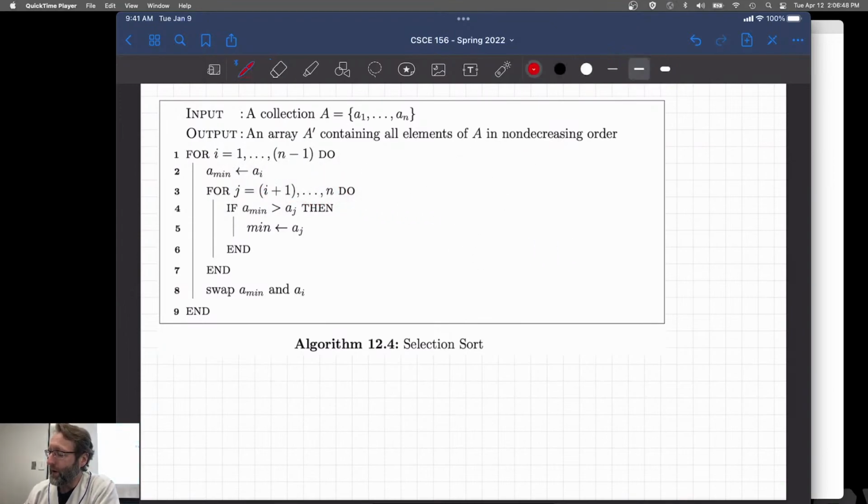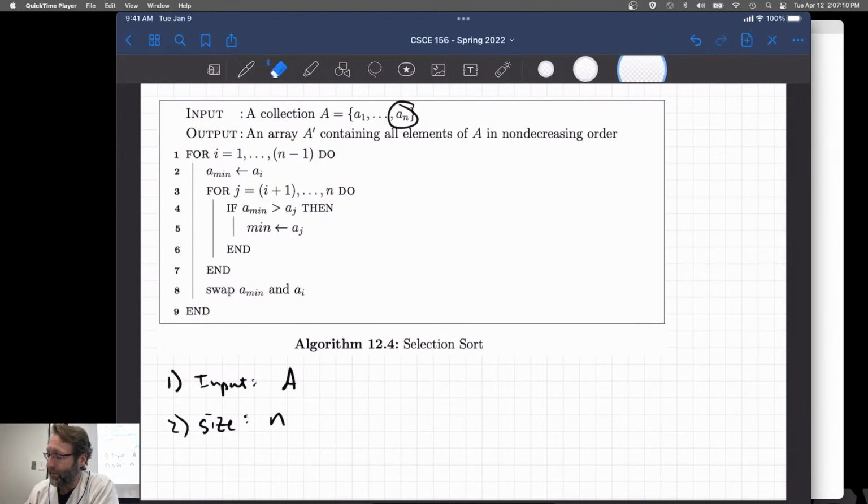Now what we need to do is go through our 5-step process. The first two are super easy. What is the input? It's the collection A. What is the input size? That's also encoded in the pseudocode. It's n, the number of elements in the collection. What's our elementary operation here?